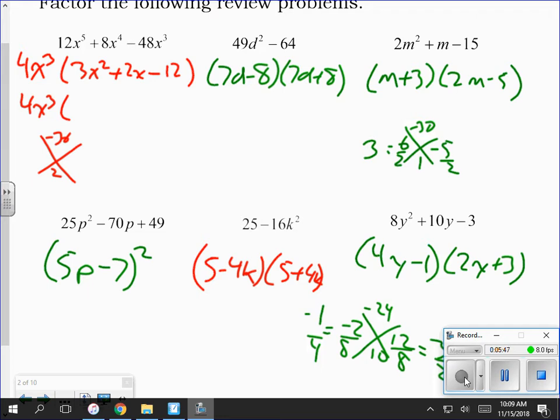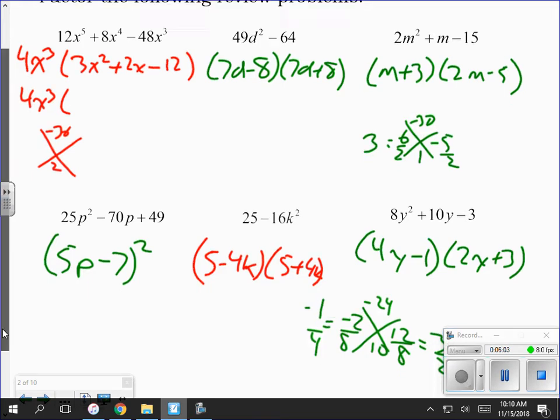This one, set it up, you get negative 24 and 10. Negative 2 and 12. Divide them both by 8. They reduce down. That's what you get for your factors on those. This is review. This is stuff we did before. This will extend into what we are doing today. Questions on this?